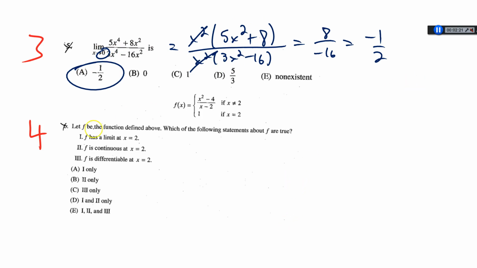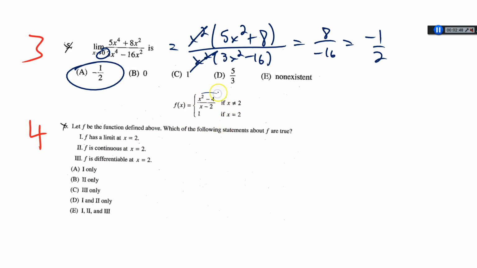Cool. All right, f is a piecewise function defined here. Which of the following statements about f are true? Limit at 2, continuous at 2, differentiable at 2. Oh boy, all kinds of fun questions. If it doesn't have a limit, then we got nothing. I think that it probably is going to have to because, well, it wouldn't have to be continuous. Let's see. So limit at x equals 2. We got to check to see what happens from the left and right side.